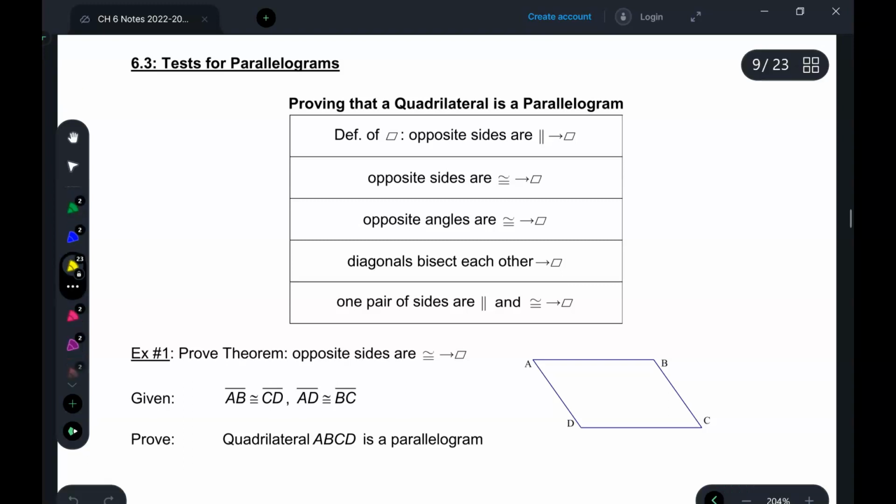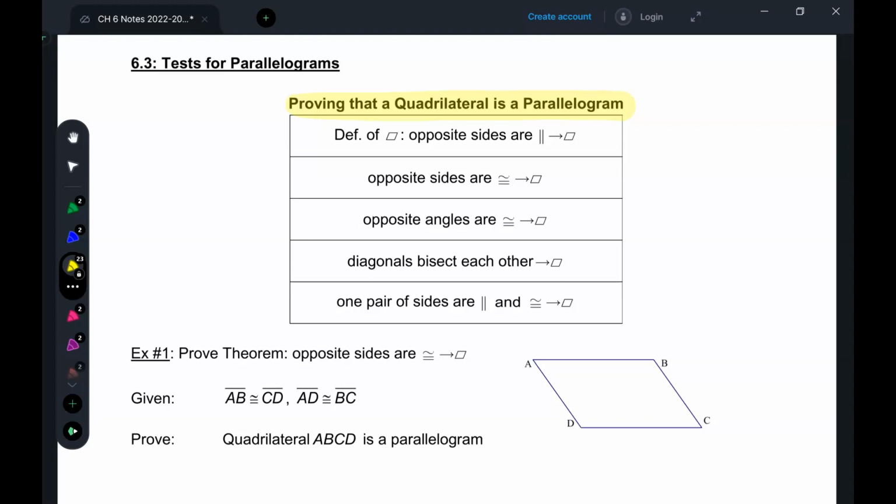What are we learning? Parallelogram. We're proving how to make a quadrilateral a parallelogram. If you notice these theorems, and actually this is the definition, this is how you would abbreviate opposite sides are parallel implies that you have a parallelogram. These are the converses of the ones that we just did.